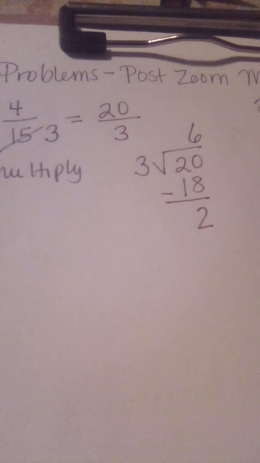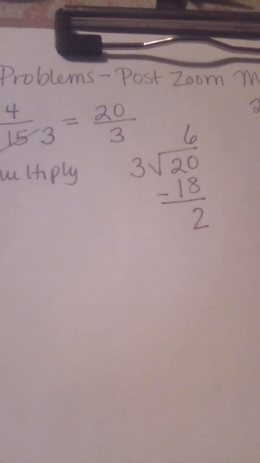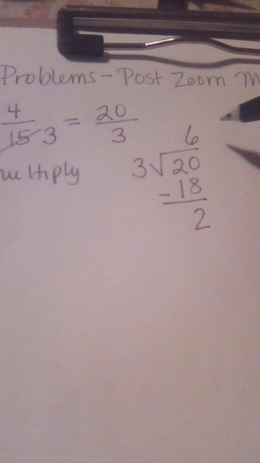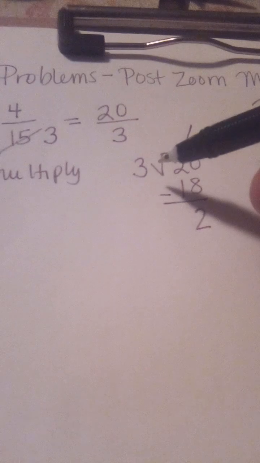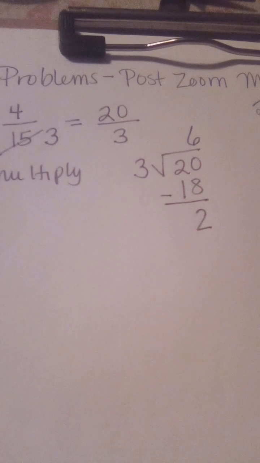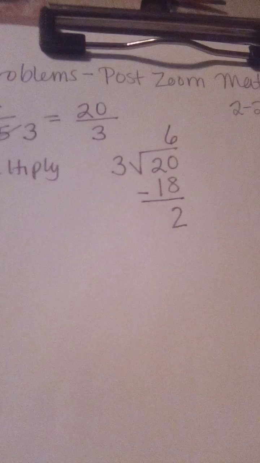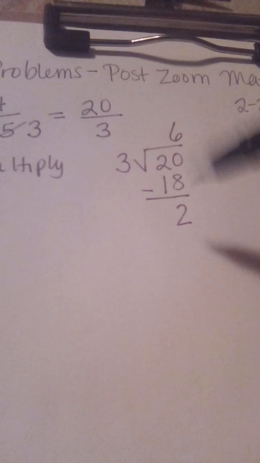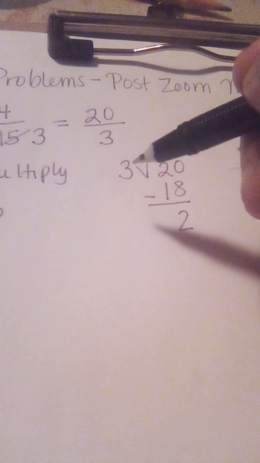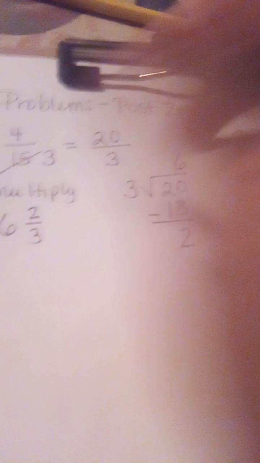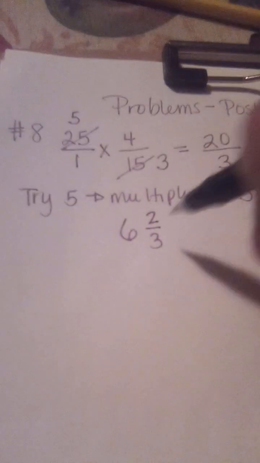All right. Are we done? Almost. What goes first? The whole number, the numerator, or the denominator? The 6, right? Because the whole number goes first. Second one, what goes next? The 2 or the 3 as the numerator? The 2, right? Over 3. That's our final answer.